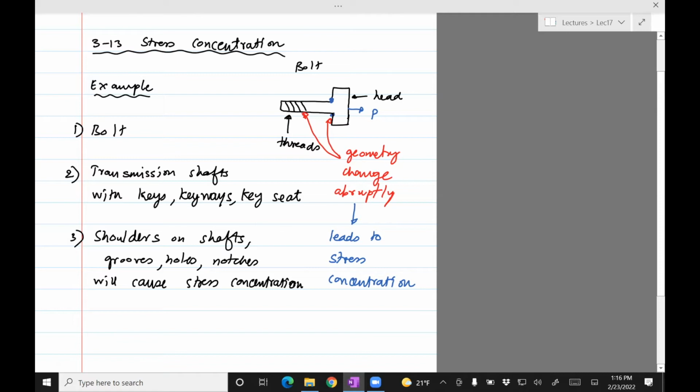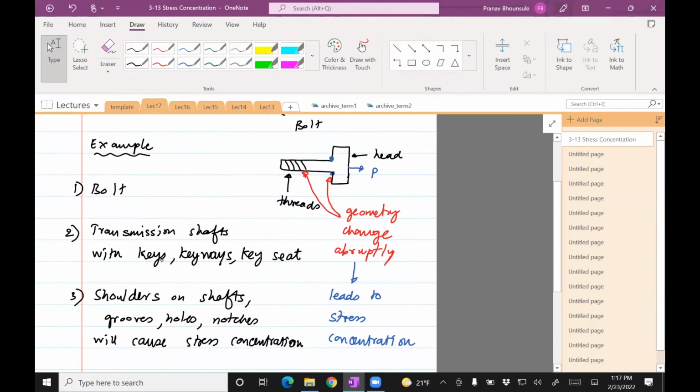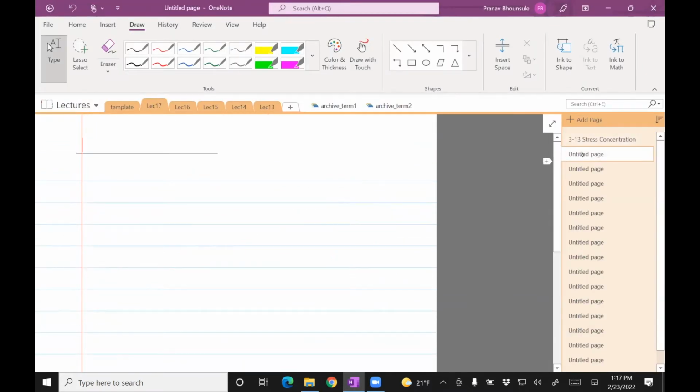So we'll use this approach where people have done this experiment on the part, and they've given us data, and we'll use that data to compute the stresses. This is how it is done. We're going to introduce a factor, a stress concentration factor.